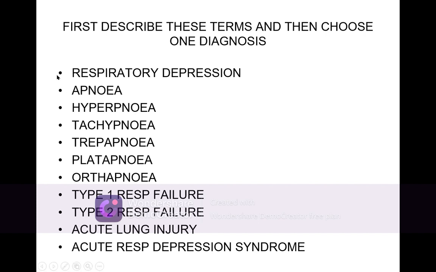If third-year students are here with me, for example, and they are also watching this video, then it is very helpful to them in their future. First describe these terminologies and then choose one diagnosis from them.